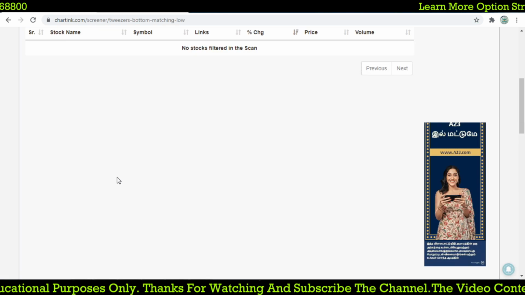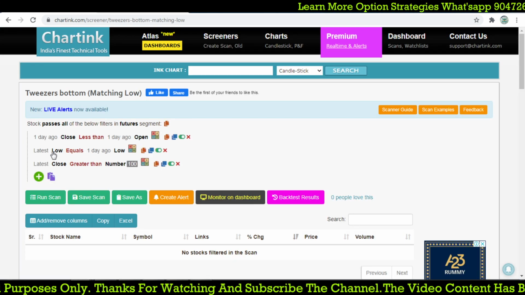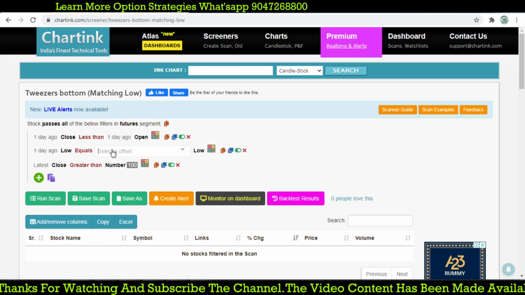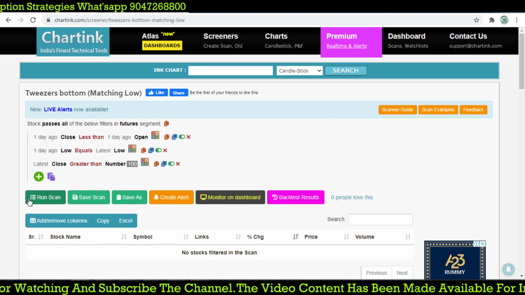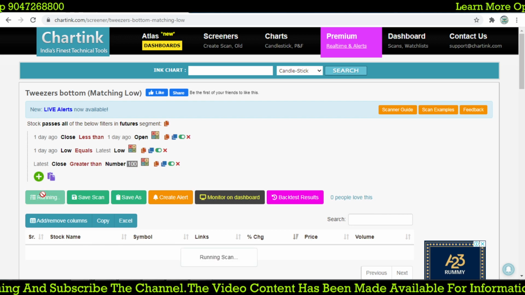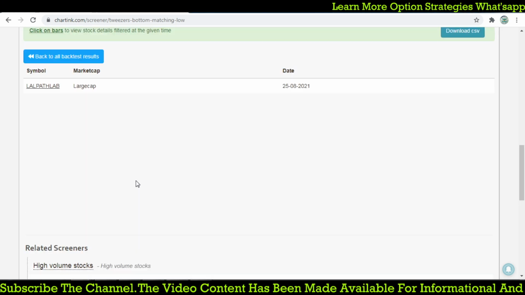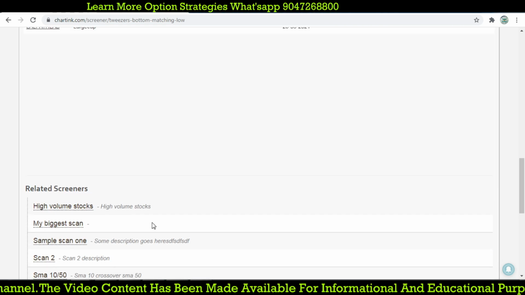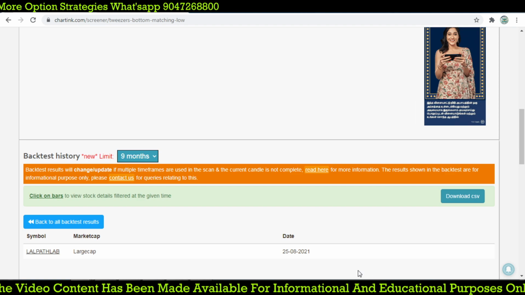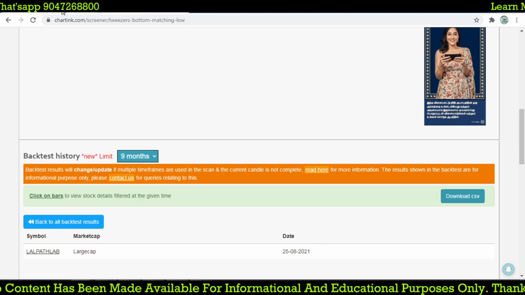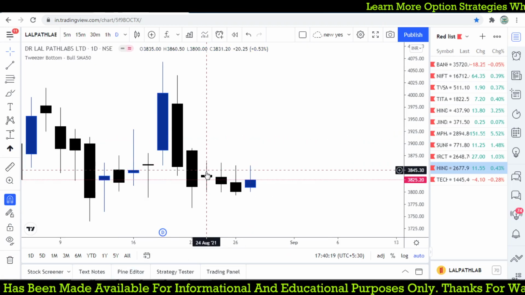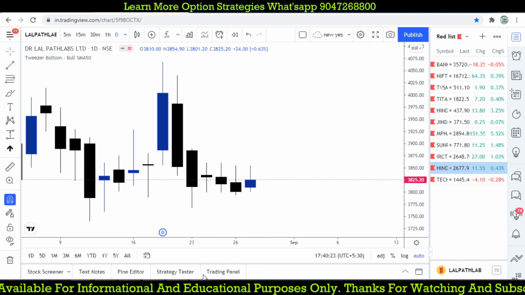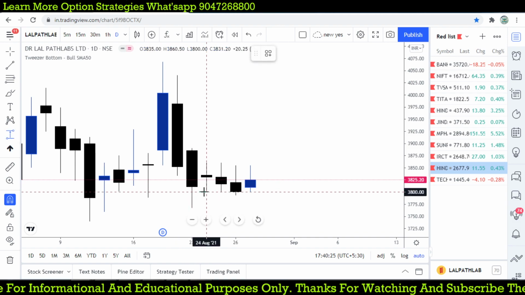So how did it become? Let's check the code. So the 1 day ago low. Let's change it. And 1 day ago low equals latest low. So if you run the scan, which comes to Lalpath 25.8. Okay, this is not yesterday, it is 25.8. So where you check 24.25, the low is 3,800, 3,800, right? So we have done the right one.